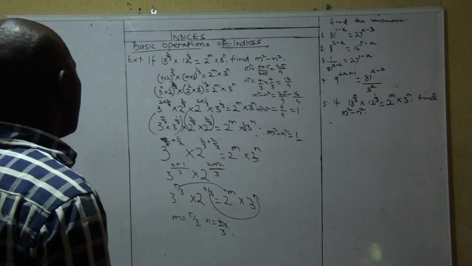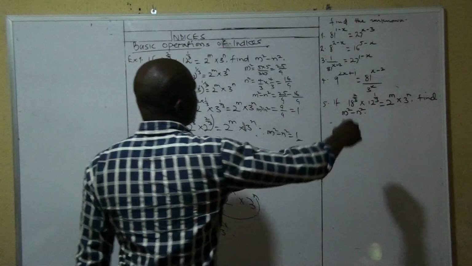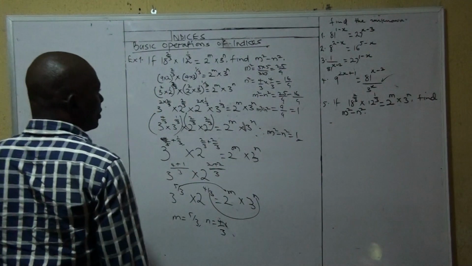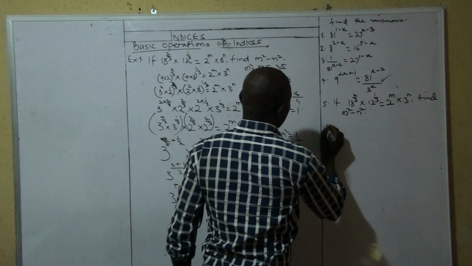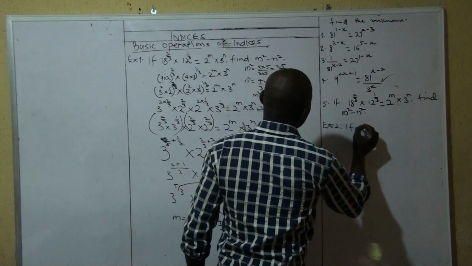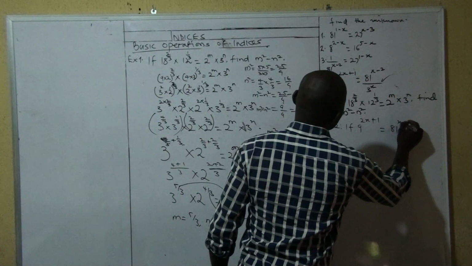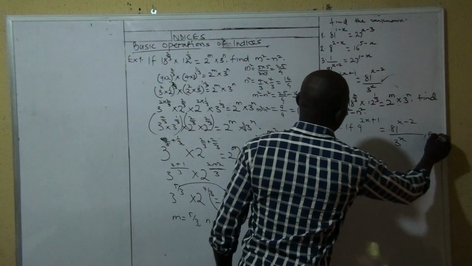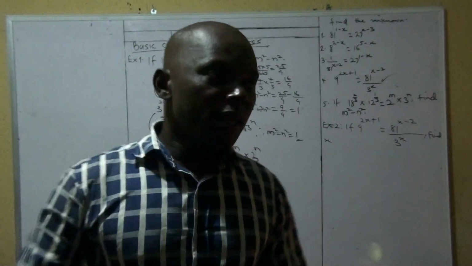Then we look at another question again. Let me pick number 4. Here you see, that's example 2 now. Example 2: if 9 raised to the power 2x plus 1 is equal to 81 raised to the power x minus 2, all over 3 raised to the power x, find x. That's what they ask us to do here. You should find what? X.